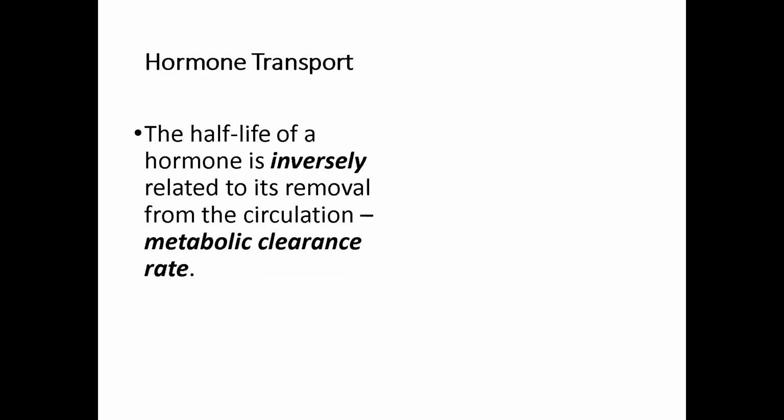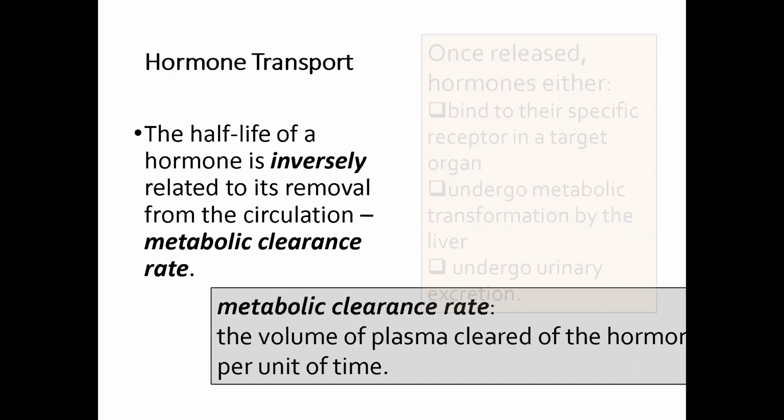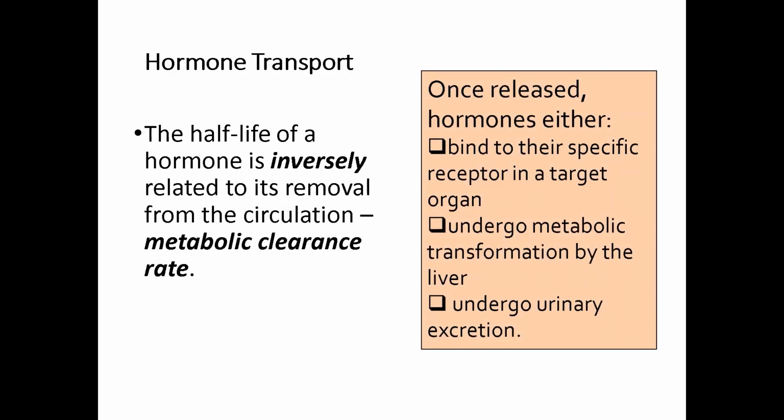The half-life of a particular hormone can also be influenced by its rate of metabolism. So in this slide, it is inversely related to its removal from the circulation, or what we call your metabolic clearance rate, which is the volume of plasma cleared of the hormone per unit of time. And once the hormones are released, they either bind to their specific receptor in a target organ, or they may undergo metabolic transformation by the liver, or lastly, undergo urinary excretion.